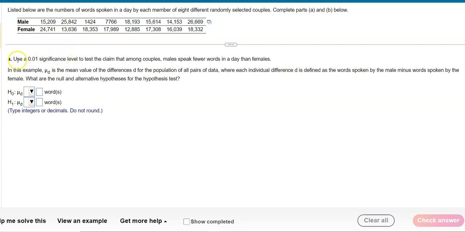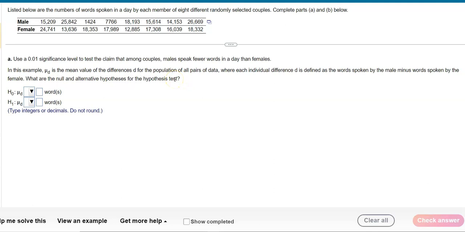Use a 0.01 significance level to test the claim that among couples, males speak fewer words in a day than females. Then they're telling us that in this example, mu d, that means the difference in the means, is the mean value of the differences d for the population of all pairs of data, where each individual difference d is defined as the words spoken by the male minus the words spoken by the female. What are the null and alternative hypotheses for this hypothesis test?